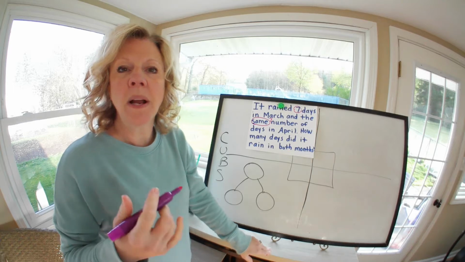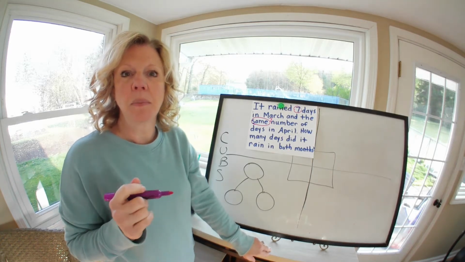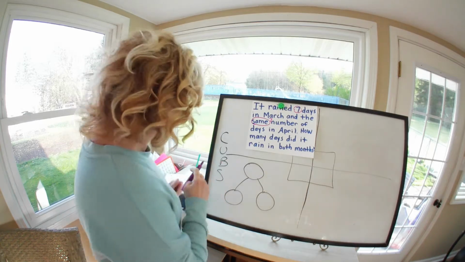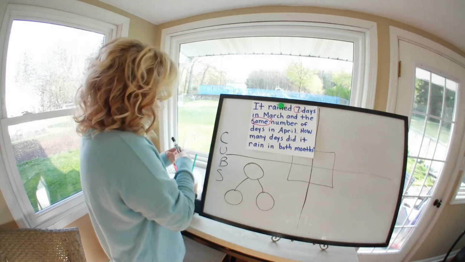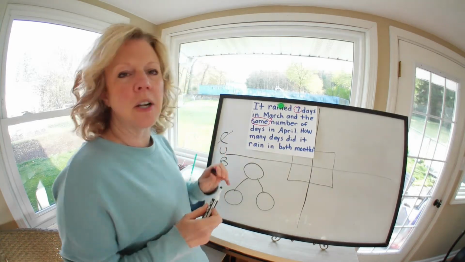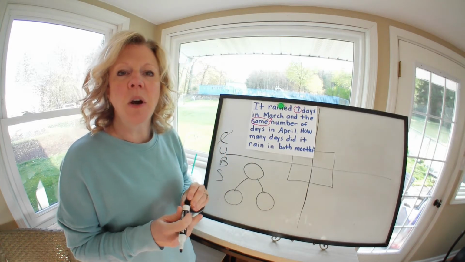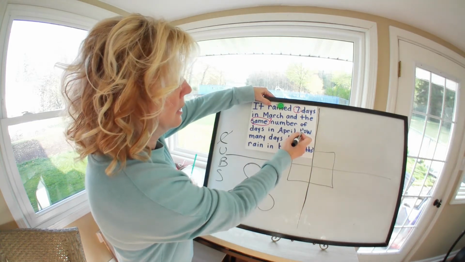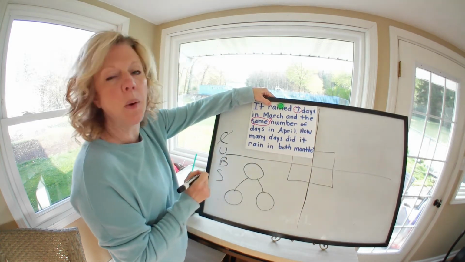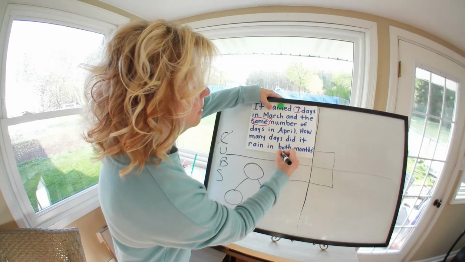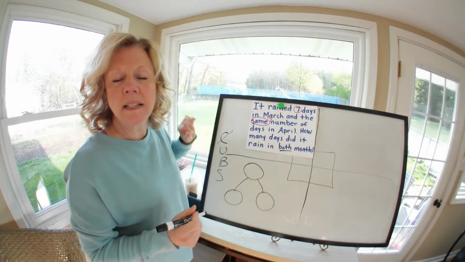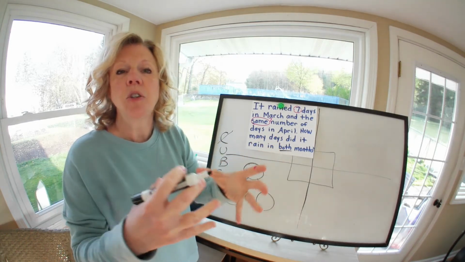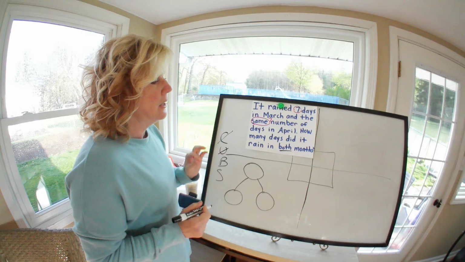So I want you to write down 7 and 7 someplace on your board. Just someplace tiny so you know what numbers you're using. Okay? So then we're going to cross off our C. Now, we need to underline our word that helps us. I'm going to go into our question. It says, how many days did it rain in both months? We're going to underline the word both because that says that we're not just looking at March. We're not just looking at April. We're looking at them together. So we can cross off the U.